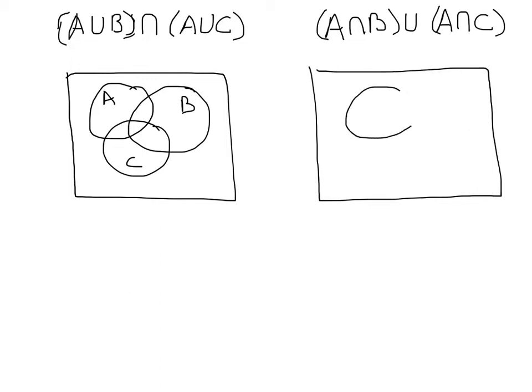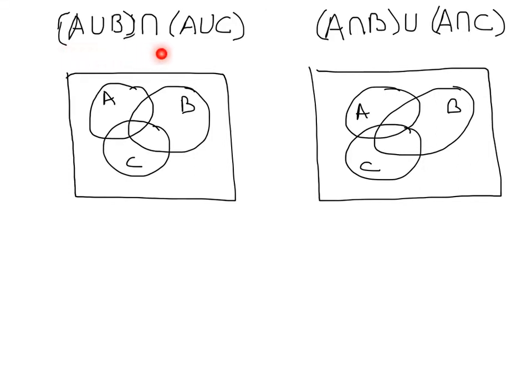A, B, and C. All right? So, a couple things. Let's start on the left idea here. If I say A union B, that's everything in here and everything in here.